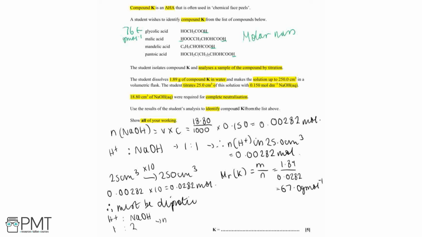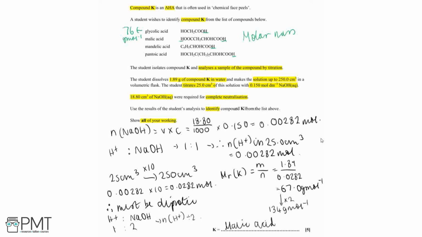Therefore, our moles of the acid will be halved in total, which means that we can double our MR. So we can times this by 2, and you can work this all the way through as well, and this gives us 134 grams per mole. Now we've only got one diprotic acid from the list, so our answer must be malic acid, and as you calculate the molar mass of malic acid, this is also 134 grams per mole. So we've got two different ways of checking that our answer was correct.